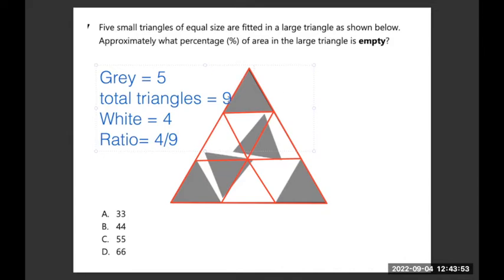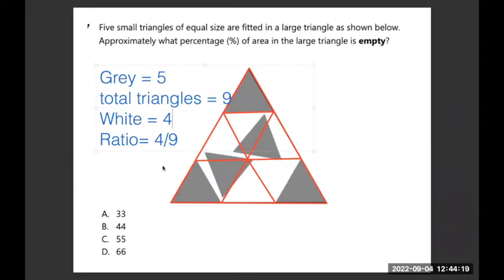So what we came to know by drawing this diagram and as shown in red is, okay, 9 gray colored triangles can make up the whole big triangle. That's where we came to know that agar gray color triangles 5 hai, which means the empty space white is 4 triangles, and that's why the ratio that we are looking for is 4/9.